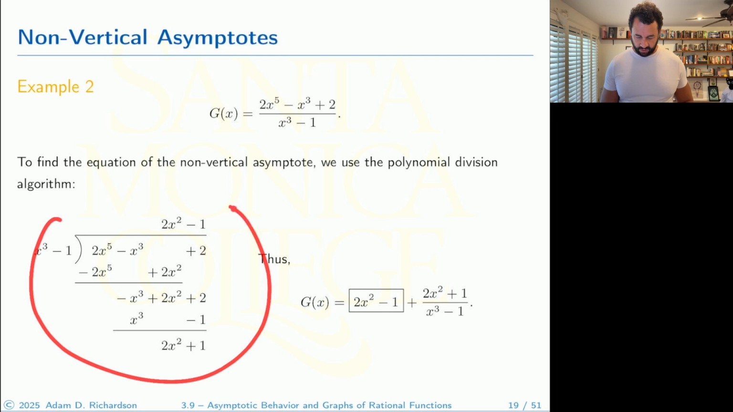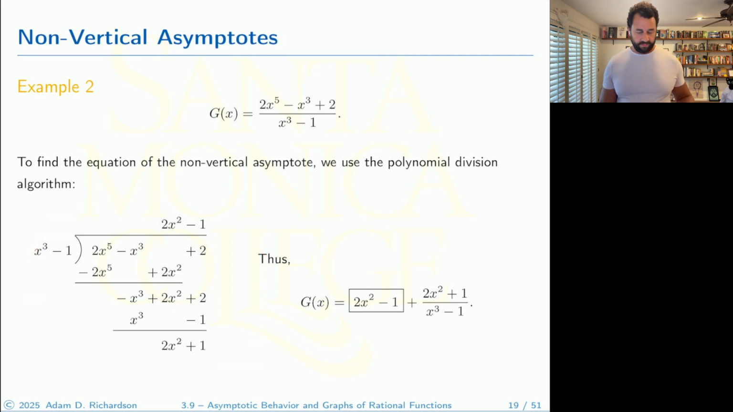So this is the whole process right here. Remember, just kind of refresh your memory. Okay, what do I multiply x cubed by to get 2x to the fifth? 2x squared. Okay, there it is. 2x squared times x cubed is 2x to the fifth. 2x squared times negative 1 is negative 2x squared. Then you change the sign and then proceed that way.